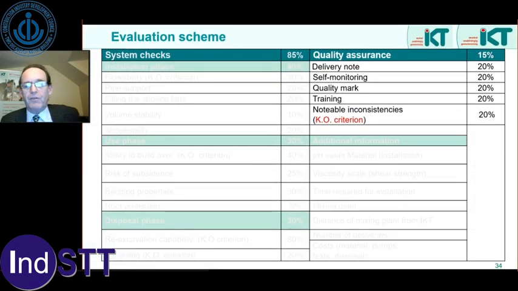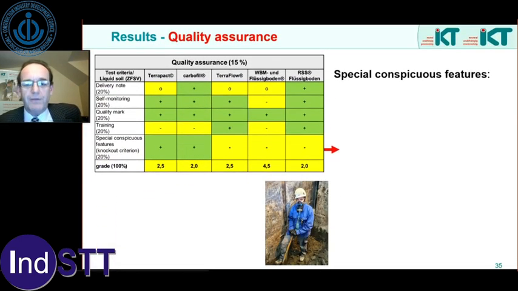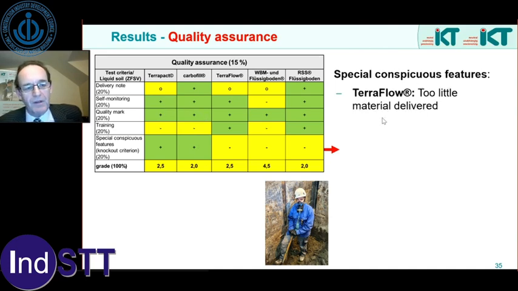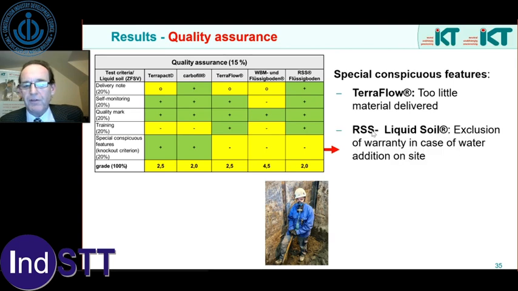Then when we moved on to look at the quality assurance, we found a range of results there, ranging from no issues, shown in green here, to some minor issues to do with training, etc. But under conspicuous features, one product, they didn't deliver enough material. They had to go back and get some more, so we didn't get what we had originally asked for. There was some issue with the calculation of how much material was delivered to site.